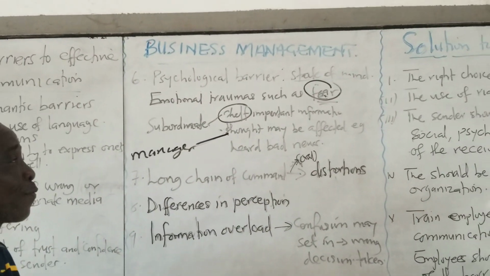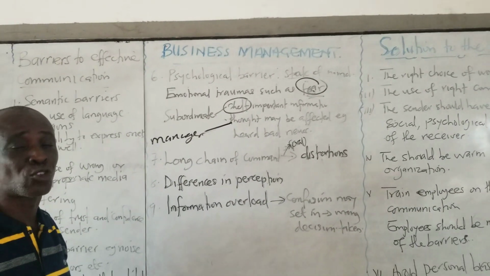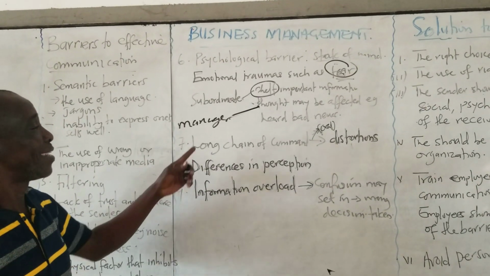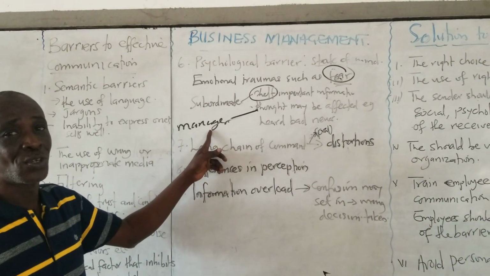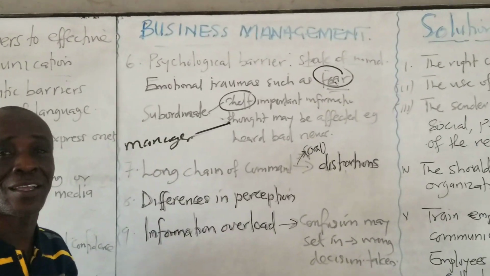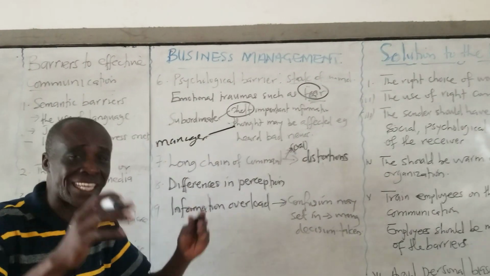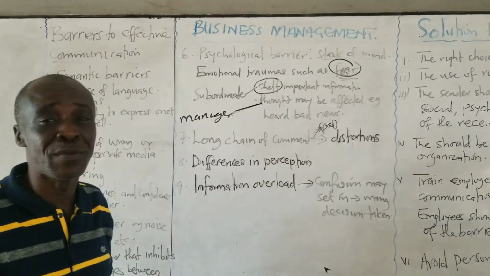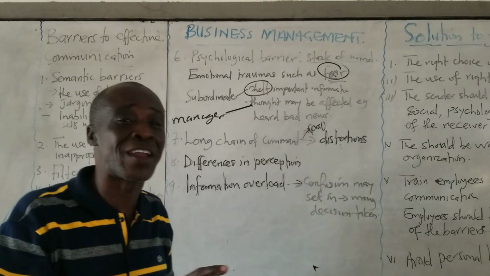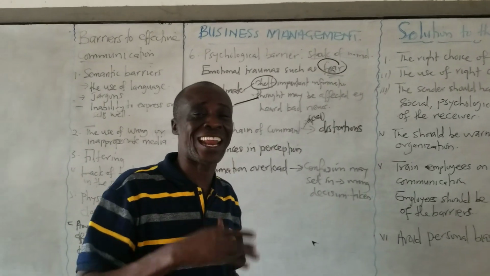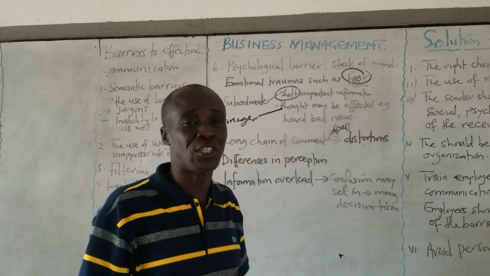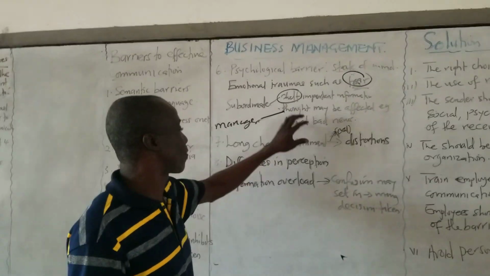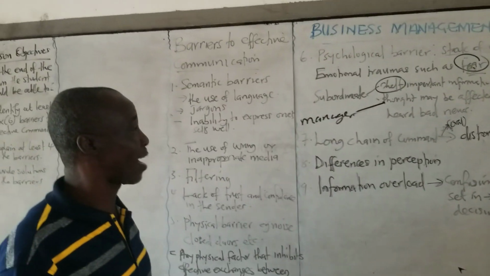He will not give important information to the manager to be able to take the right decision. Then the manager can have his thoughts affected if he receives bad information. You even give him the information and he has heard very bad news. That can affect his decision. He might take the wrong decision. So that is for the psychological barriers.